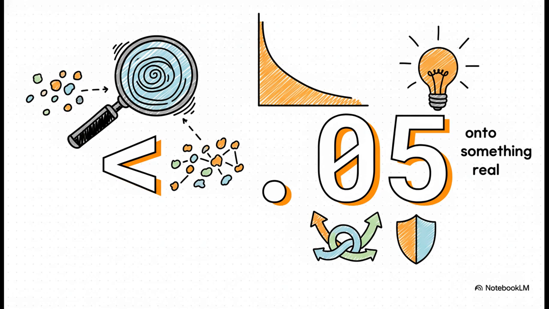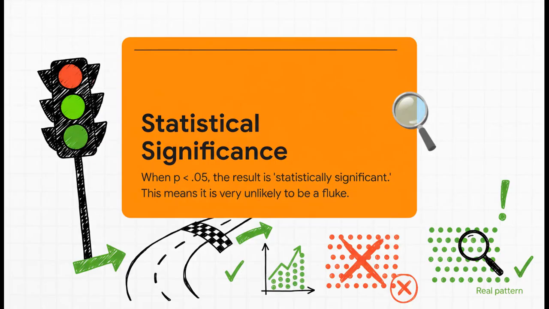Now you might ask, why that number? Honestly, it's mostly a historical thing, a convention scientists agreed on. It's like a sweet spot, right? It's strict enough that we're not constantly raising false alarms, but not so strict that we miss genuine discoveries. The bottom line is, if the probability of your result being a random fluke is less than 5%, you're probably onto something real. So here's the key takeaway.